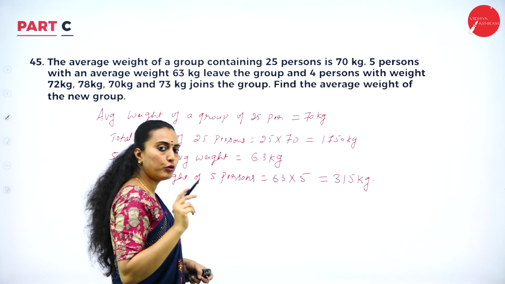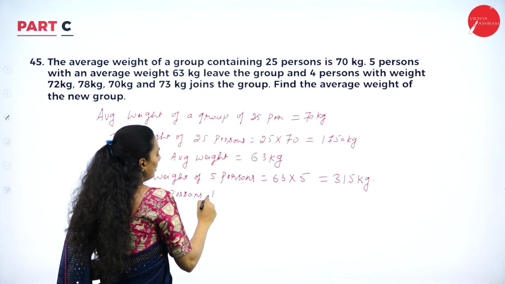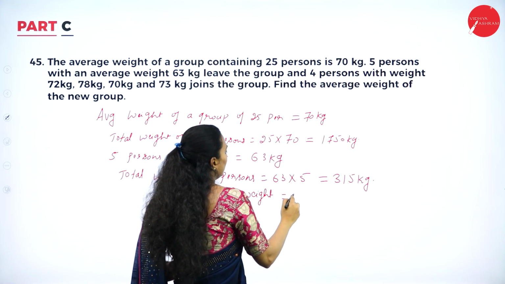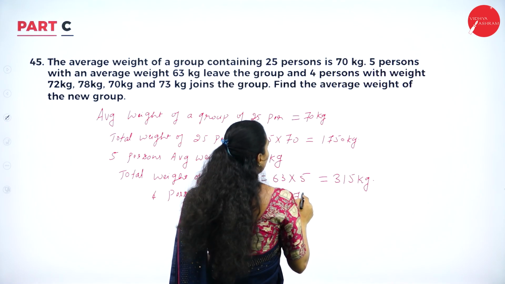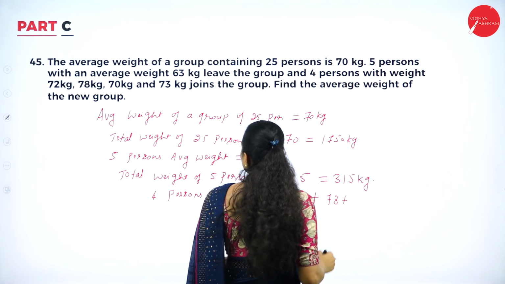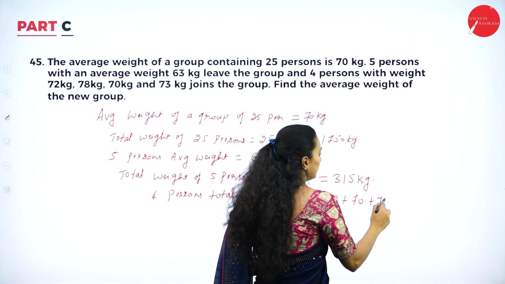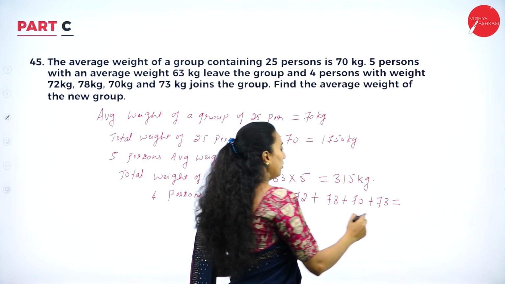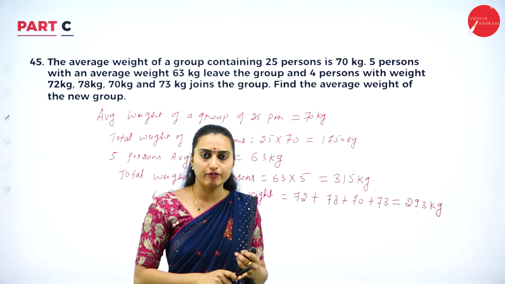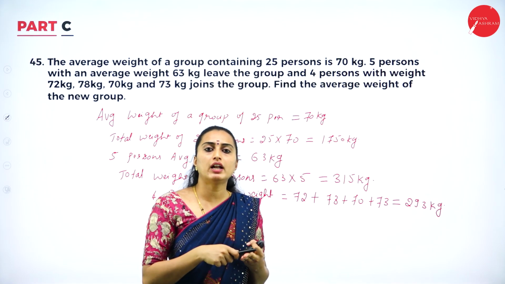Okay. Now, the total weight of the 4. What they have given, let me calculate the total: 72 kg plus 78 kg plus 70 kg plus 73 kg. So the total will be equal to 293 kg. Now first it was 25, then 5 leave the group, so it becomes 20, and again 4 are added, so 24.